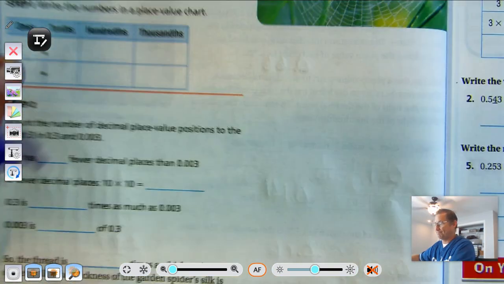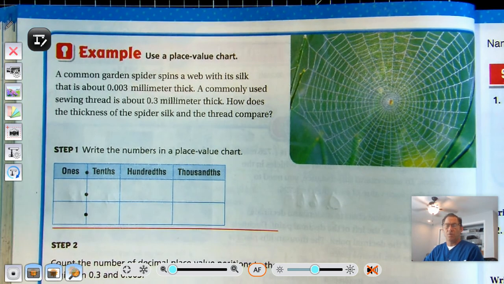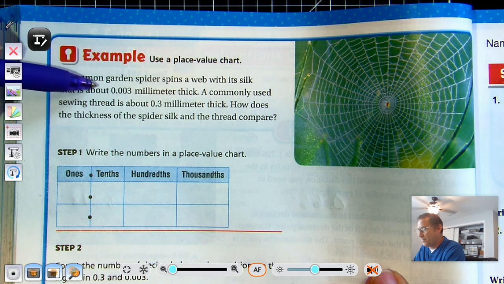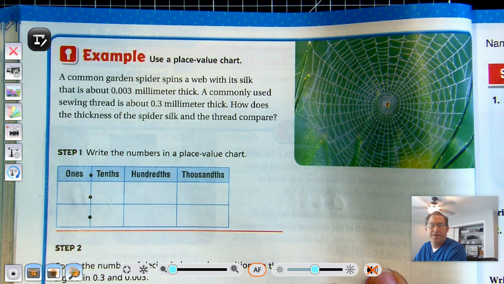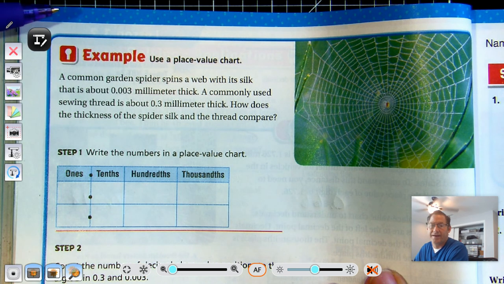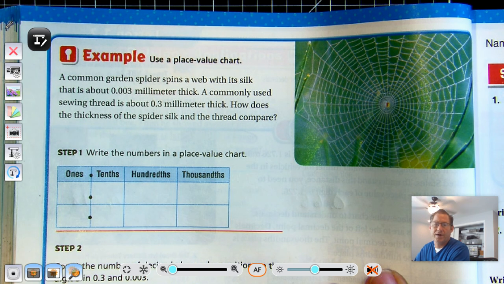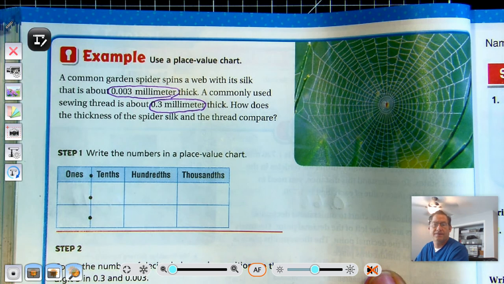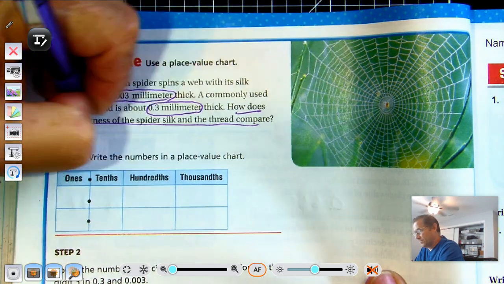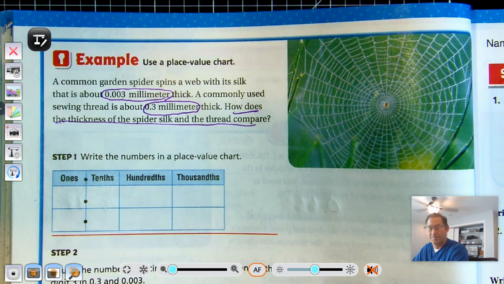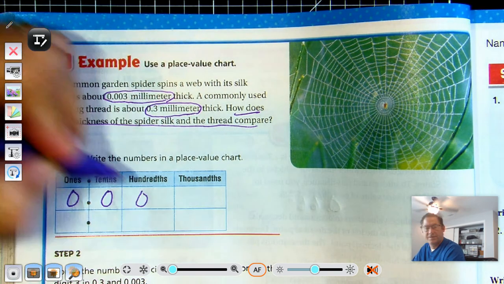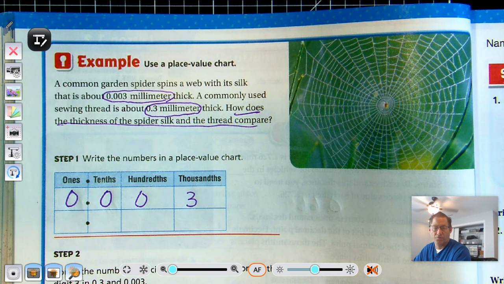Page 114. All right, so the example, let's use the place value chart. A common garden spider spins a web with its silk that is about 3/1000 millimeter thick. A commonly used sewing thread is about 3/10 millimeter thick. How does the thickness of the spider silk and the thread compare? So we have something that's 3/10 compared to 3/1000ths. They want you to compare the thickness. So let's write those numbers in the place value chart. So our first one, there aren't any ones. There's 0 in the tenths place, 0 in the hundredths place, and 3 in the thousandths place. So 3 thousandths.